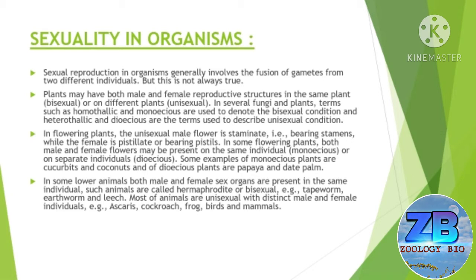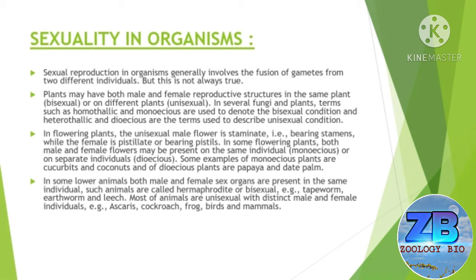In flowering plants, the unisexual male flower is staminate, that is bearing stamens, while the female is pistillate, or bearing pistils. In some flowering plants, both male and female flowers may be present on the same individual, monoecious, or on separate individuals, dioecious. Some examples of monoecious plants are cucurbits and coconut, and of dioecious plants are papaya and date palm.